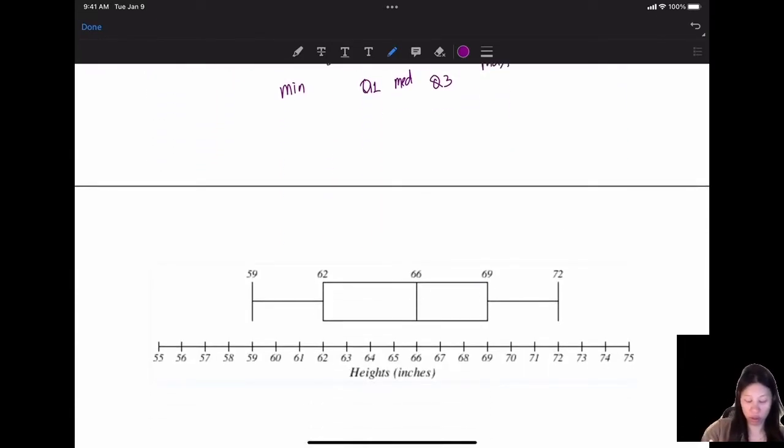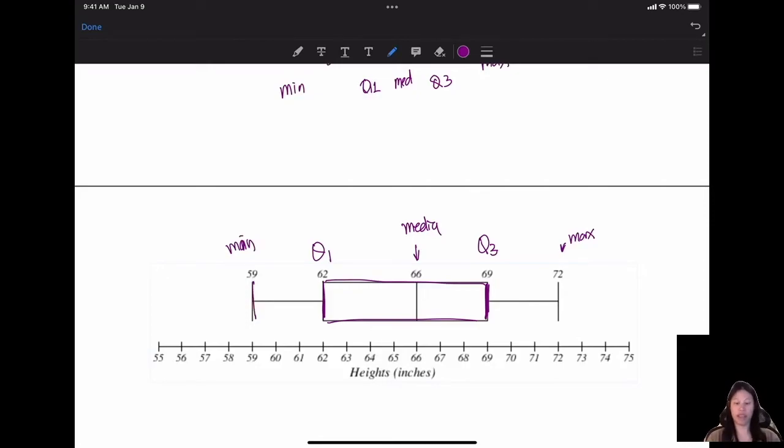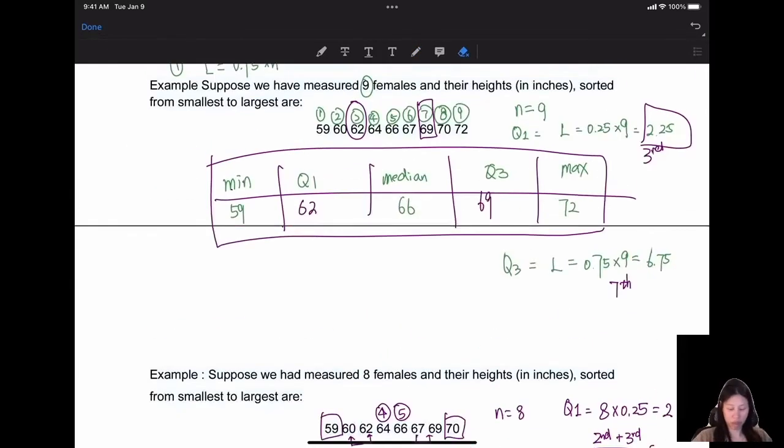So in here, you will draw the first quartile, which means the left end of the box should be your first quartile, and the right end of your box should be your third quartile. You also need to label the median in here. And then you will have a whisker outside of the box, which would be your maximum and the minimum. That's how you draw a box plot.